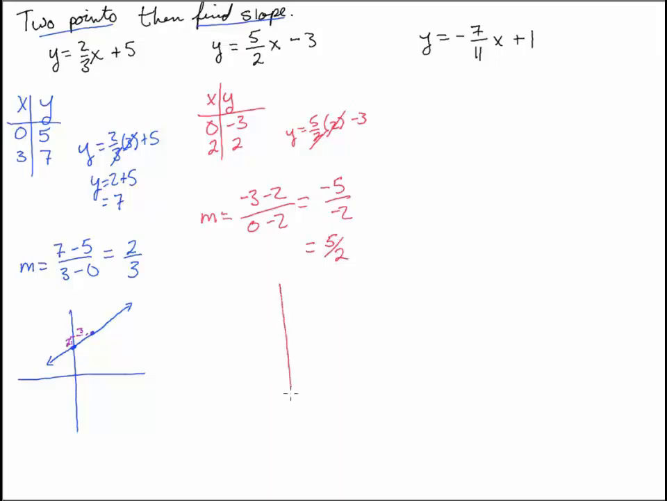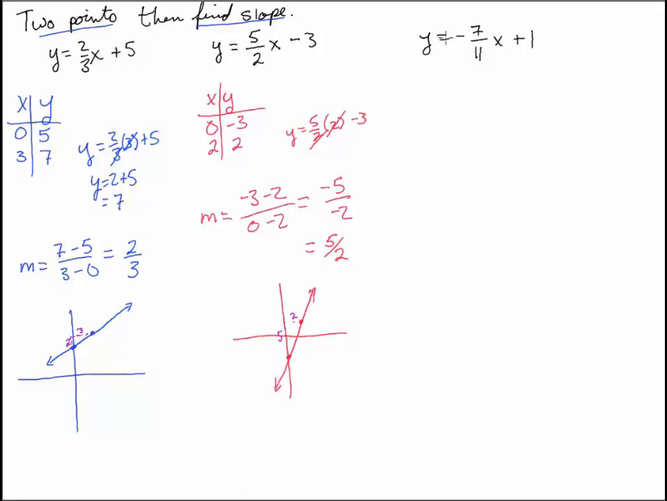Good deal. So if we graph this, we have 0, negative 3. It's about right there. And then the next point, 2, 2: 1, 2, 1, 2. And there's the line. And you can see, again, that slope, 5 halves, is illustrated: 1, 2, 3, 4, 5, 1, 2. So it's up 5 over 2. And there we have it. There's the line. Good.